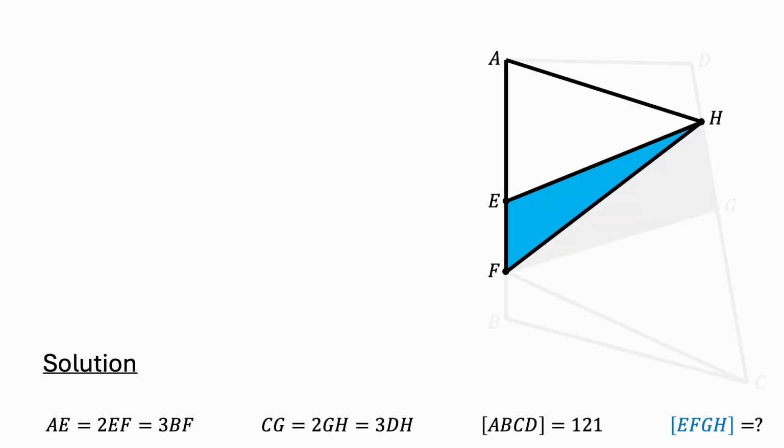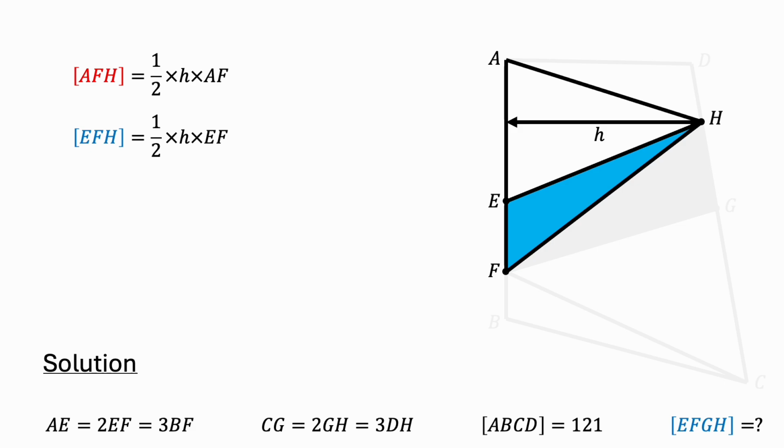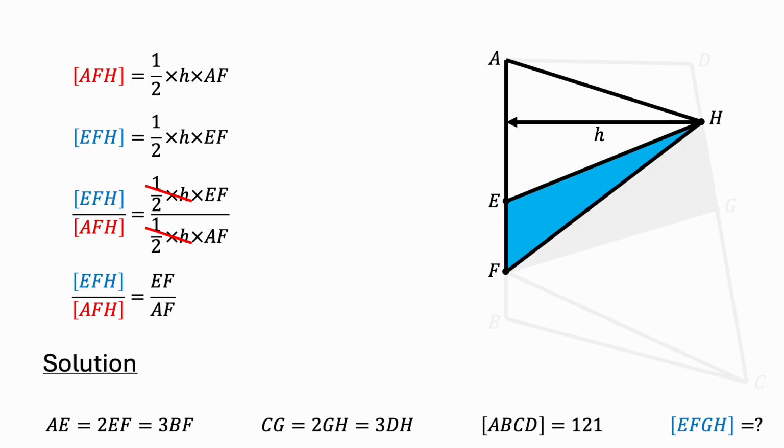Now, consider triangle EFH and triangle AFH. They share the same height h from H to AB. So area of AFH equals half times h times AF, and area of EFH equals half times h times EF. Taking the ratio, area of EFH over area of AFH equals half times h times EF over half times h times AF. Half times h cancels, giving area of EFH over area of AFH equals EF over AF.